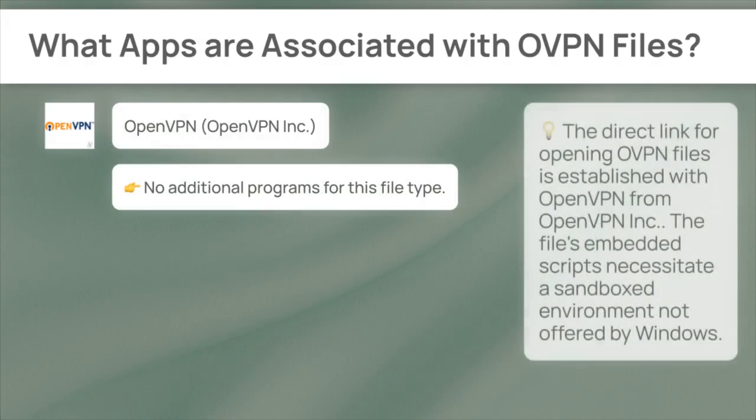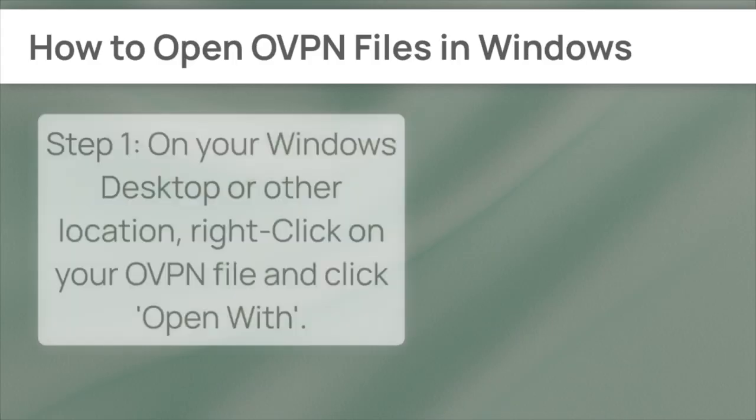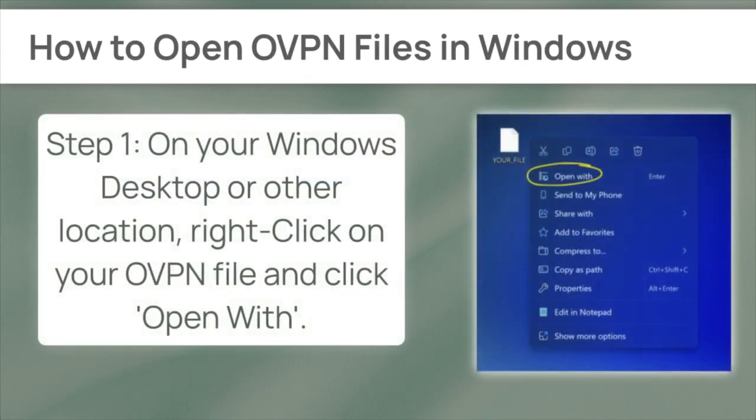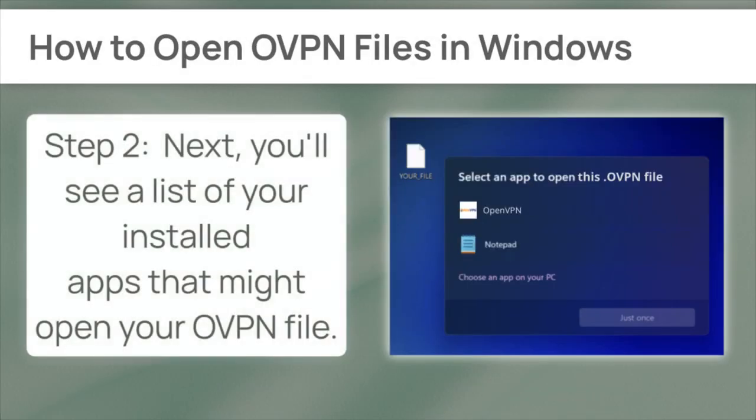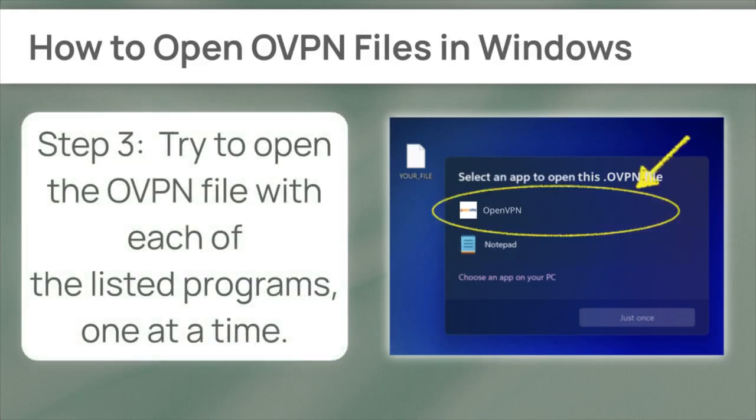For security reasons, Windows requires a known safe application for execution. Windows cannot interpret symbolic or nested configuration structures fully, so careful editing is necessary. We'll conduct a full scan of potential openers now. Right-click your OVPN file and select Open With. Test OpenVPN if it appears. If it fails, select the next application.